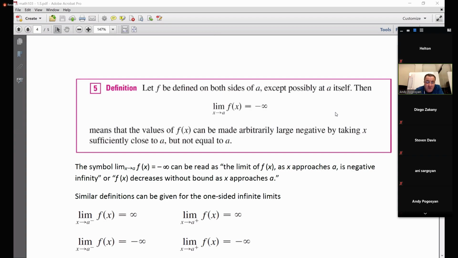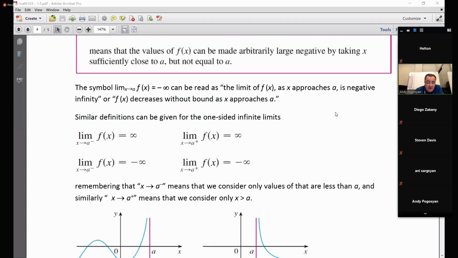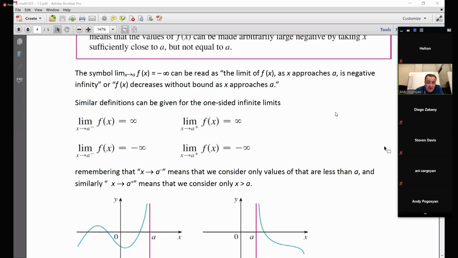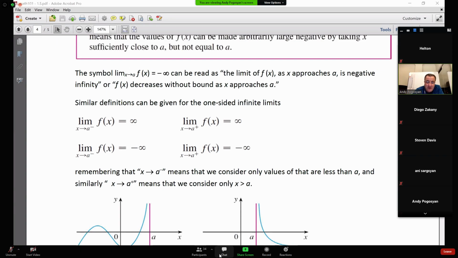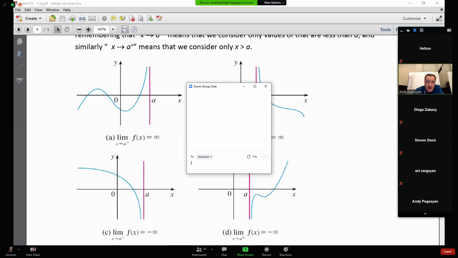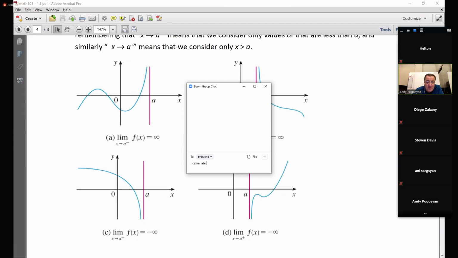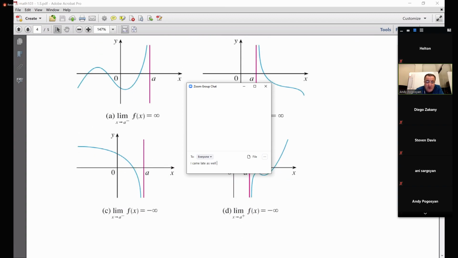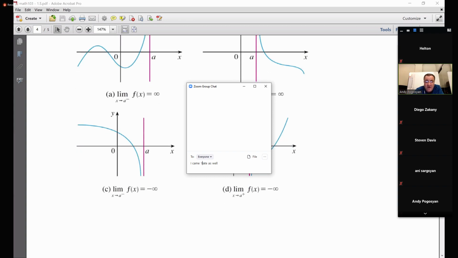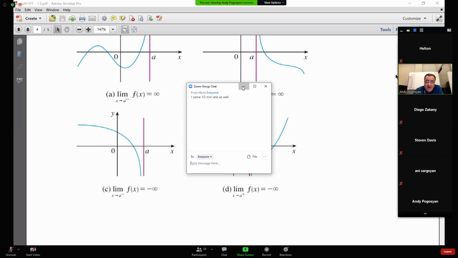Now, if any of those cases occurs, you approach a from the left, you go to infinity. You approach from the left, you go to negative infinity. You approach a from the right, it goes to infinity. You approach a from the right, it goes to negative infinity. We have a vertical asymptote. The limit, of course, does not exist. We cannot even put infinity if x approaches a, because from left and right it goes to different values.